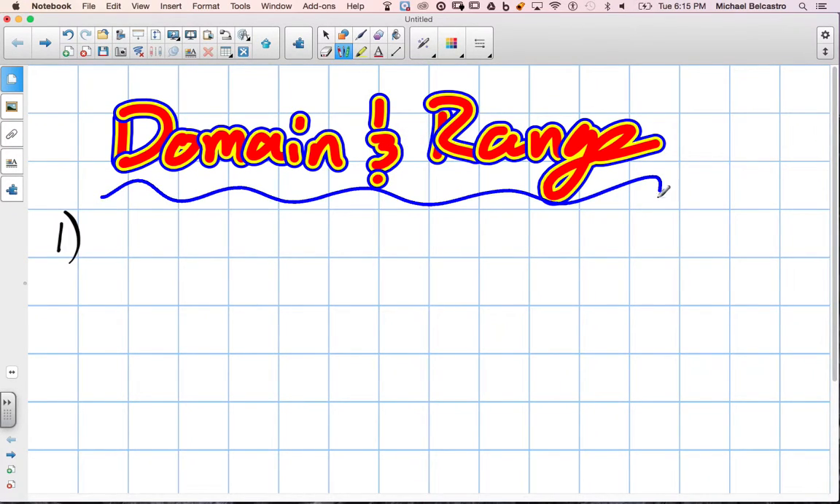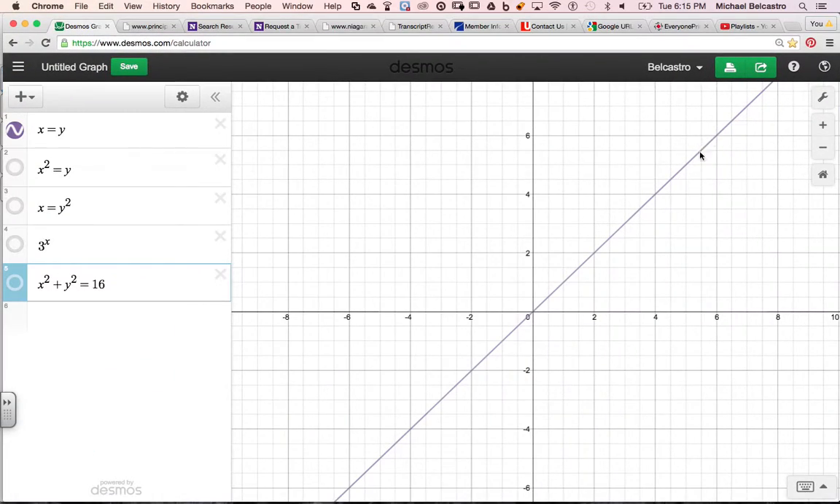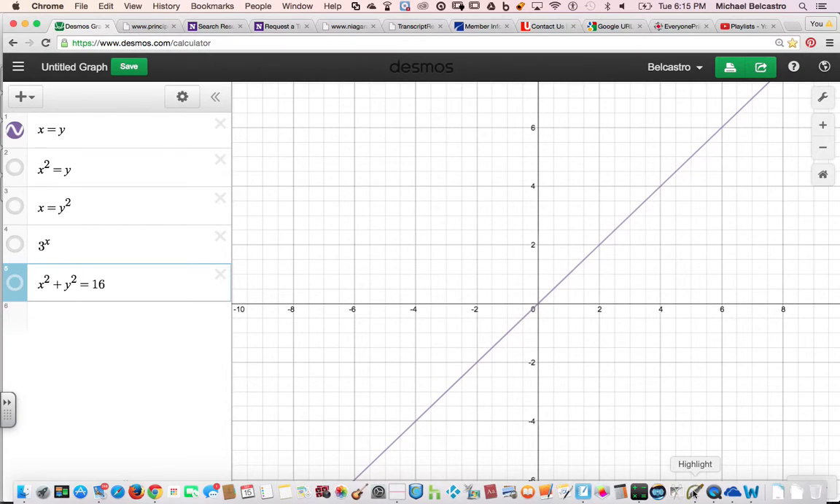Okay, so we're going to look at domain and range. I have absolutely nothing written here, but I have a graphing calculator we're going to look at. And we're going to focus on what are called continuous functions, okay? So, with the continuous function, I want this to turn on. Here we go.